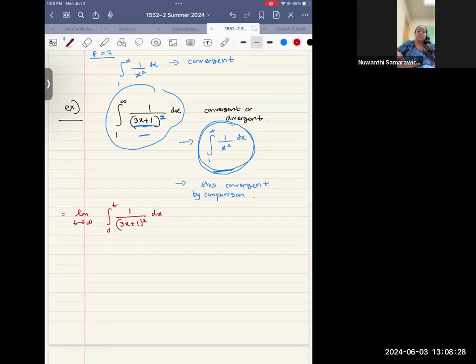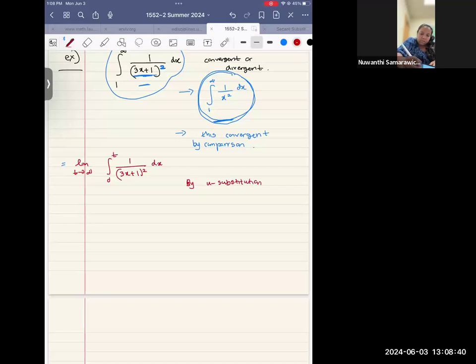Yes, very good, Lexi. We are going to use u substitution. Let u equal 3x plus 1. So what is du? It is 3 dx, so dx is du over 3.